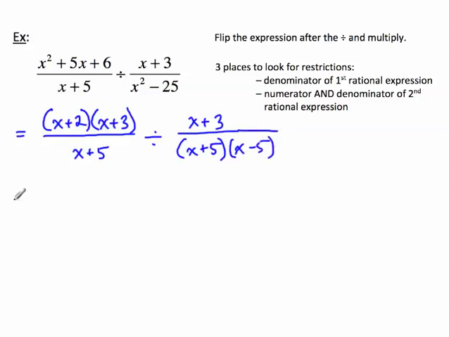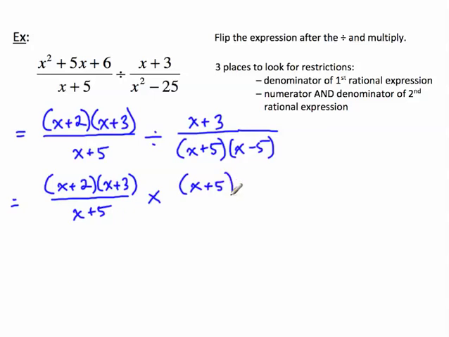Now we're factored. Now we're going to flip and multiply. So we just rewrite the first rational expression as is, change the division to multiplication, and now flip the second one upside down. Now we can do our canceling. Remember that if it makes it easier for you, you can put brackets around these to remind yourself that they're fully factored and available for canceling.